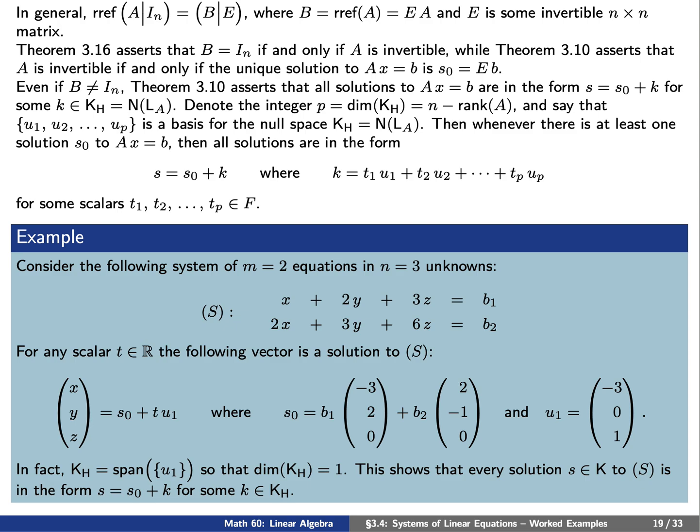This moreover shows that every solution, lowercase s, to our system is in the form S0 plus K, where K is an element here of K sub H. It's just in the form up above, S0 plus t times u sub 1.